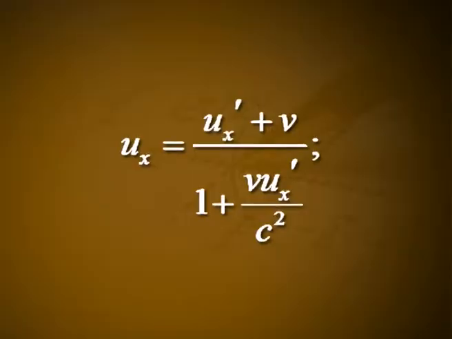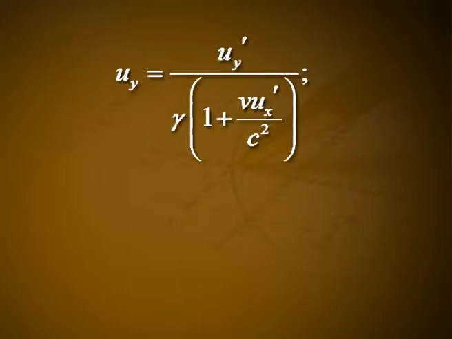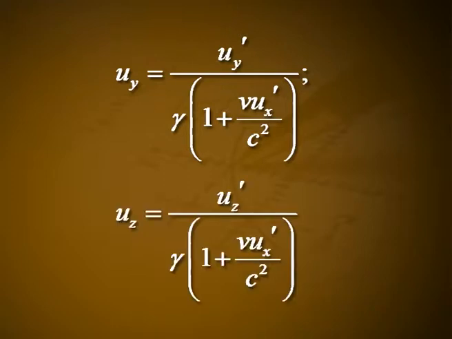Let me summarize what we have discussed so far. The simultaneity of spatially separated events is not an absolute property, as was considered in Newtonian relativity. The relativistic law of addition of velocities is given by the equations ux is equal to (ux dash plus v) divided by (1 plus v ux dash by c square), uy is equal to uy dash divided by gamma into (1 plus v ux dash by c square), uz is equal to uz dash divided by gamma into (1 plus v ux dash by c square).